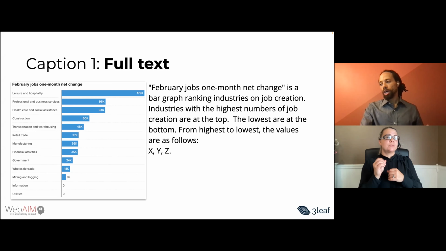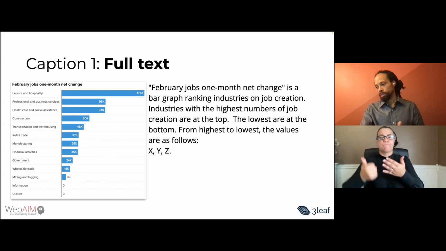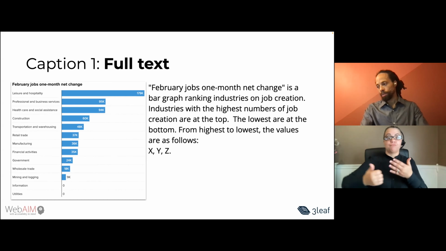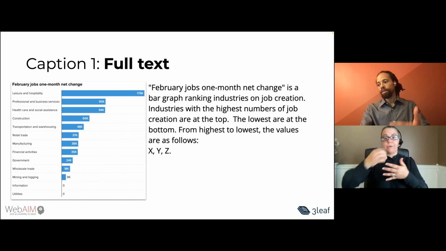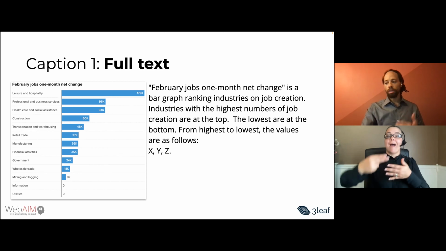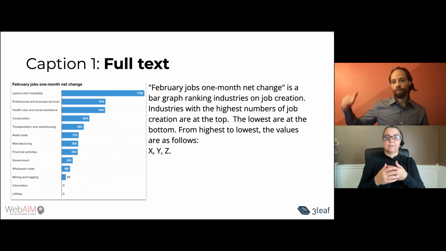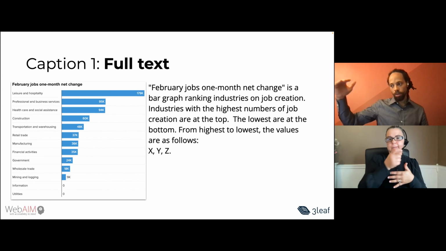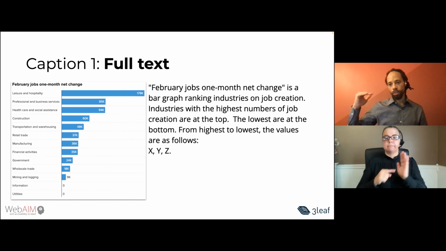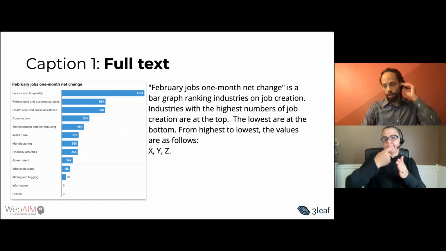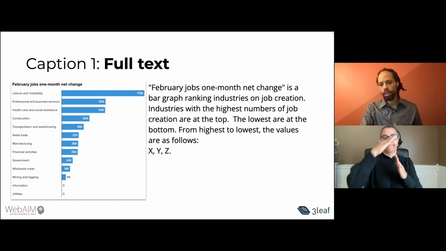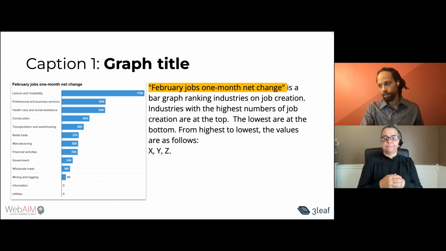So, February jobs, 1 month net change, is a bar graph ranking industries on job creation. Industries with the highest numbers of job creation are at the top, the lowest are at the bottom. From highest to lowest, the values are as follows. And then I have the placeholders X, Y, Z, and that represents where the graph values would be read by the screen reader from top to bottom. Okay, so let's take a look at the anatomy of what I just read.